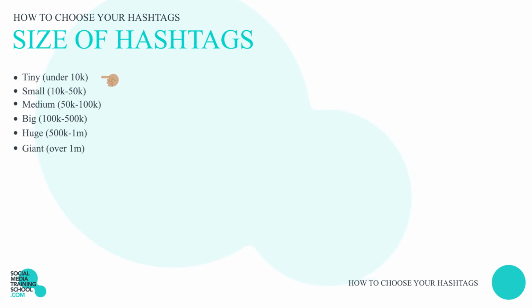Tiny is when the hashtag has under 10,000 uses. Small is when it has between 10,000 and 50,000 uses. Medium is between 50,000 and 100,000. Big is between 100,000 and 500,000. Huge is between 500,000 and a million. And giant is anything over a million uses.